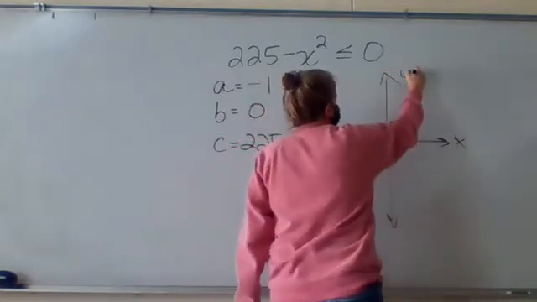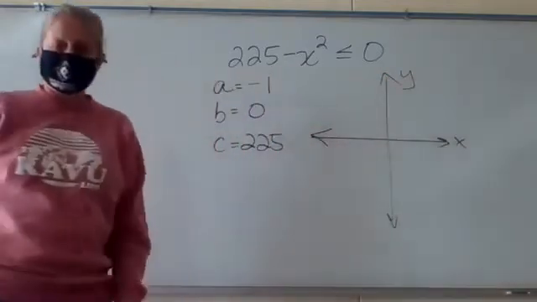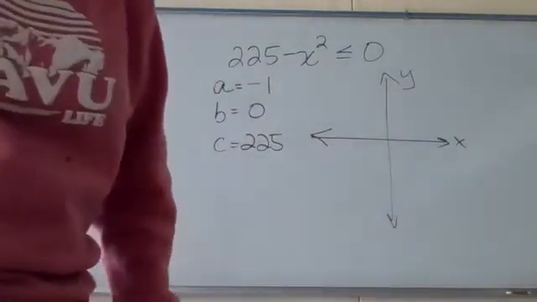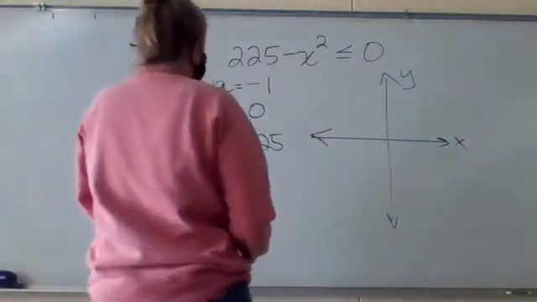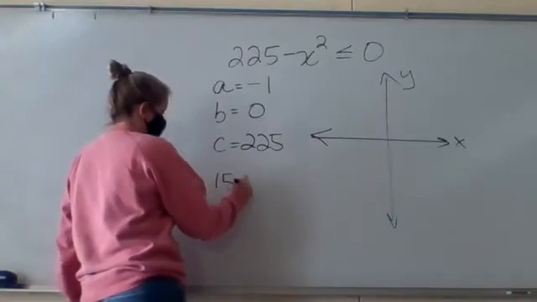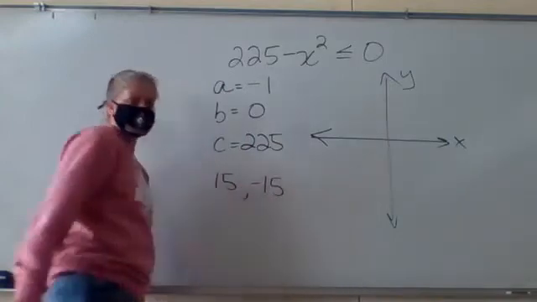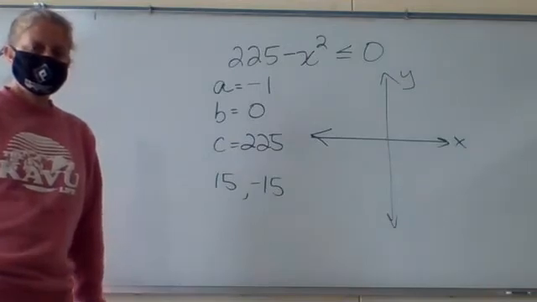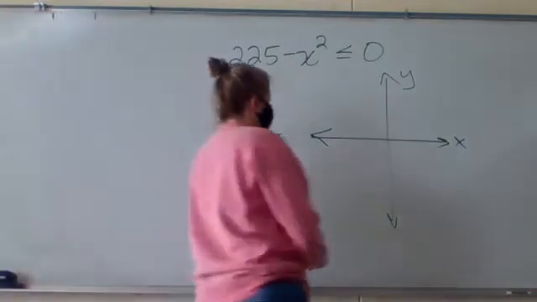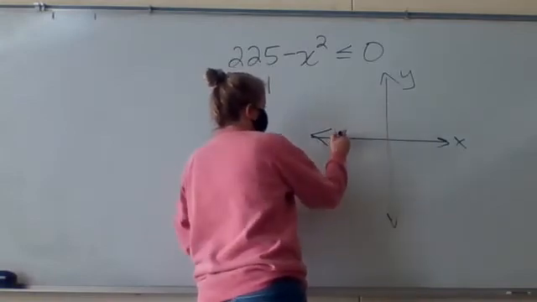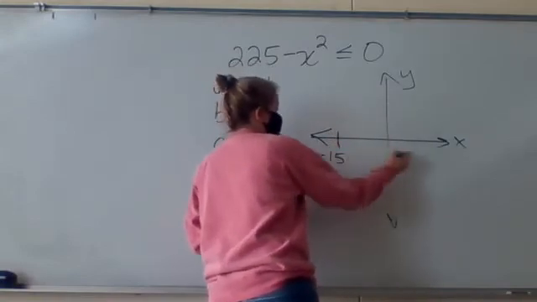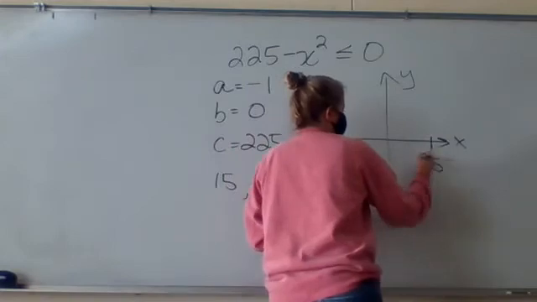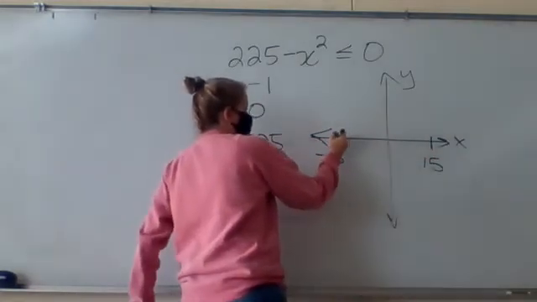So let's see, if you put that in your quad, what are your zeros? Negative 1, 0, and 225. If I put that in, it tells me 15 and negative 15 are my zeros. So I'll just call this negative 15, that positive 15. So there's my x-intercepts.